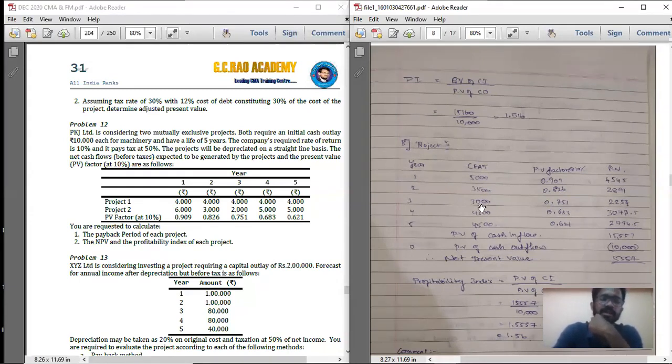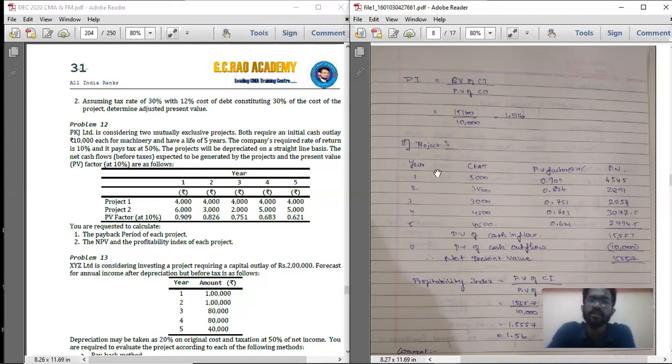Here you can't take the same value and multiply with the annuity factor, because here CFAT for each year is different. So you have to go with this method only. That is, you multiply each year's CFAT with each year's present value factor, so that you will get different present values for every year. Summation of it gives the present value of cash inflow. From that, if you deduct present value of cash outflow, you will get net present value. So now record it. Below years, record year 1, 2, 3, 4 and 5. In respect of each year, record the CFAT.